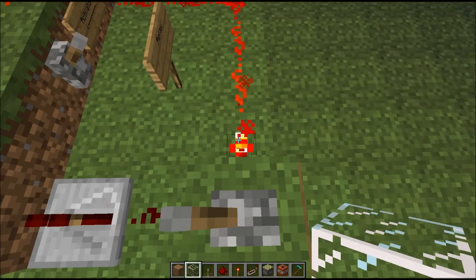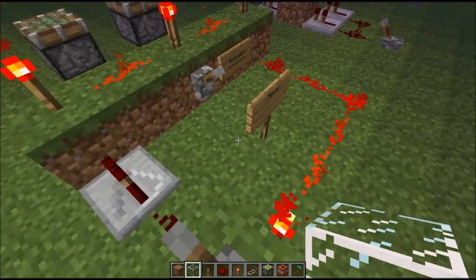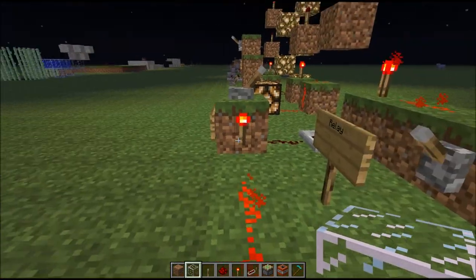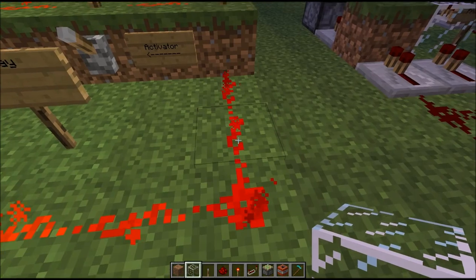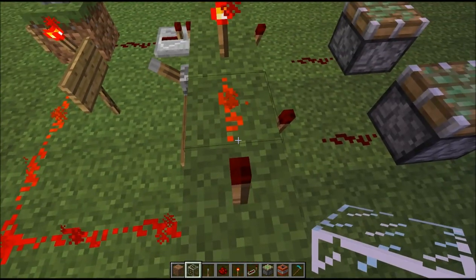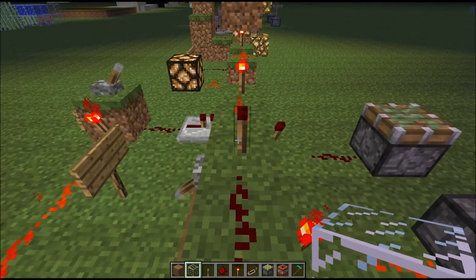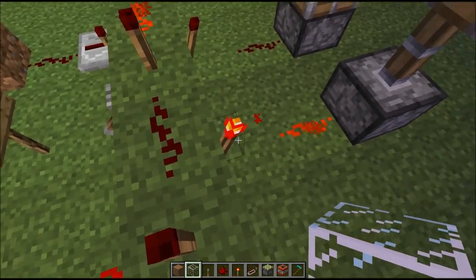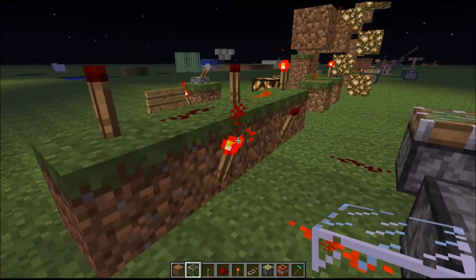So the way this works is this inverter and this repeater cause a 1 tick delay. The inverter switches the signal so I can just use a single switch instead of two. And it turns this torch off. And when I push this lever, that torch turns off. This section of redstone turns off. And this turns on. It's basically two AND gates sandwiched together.